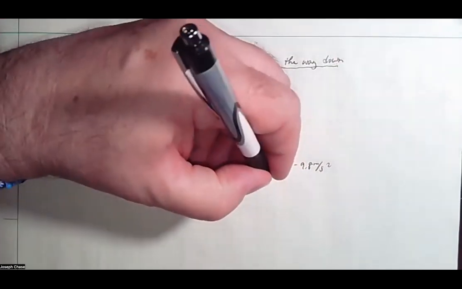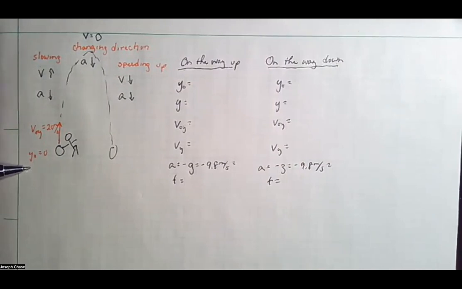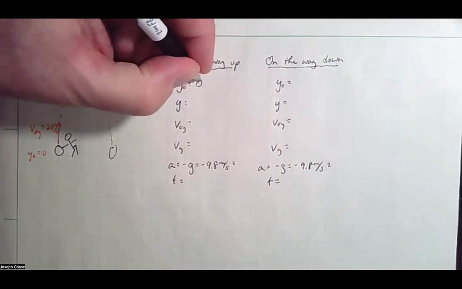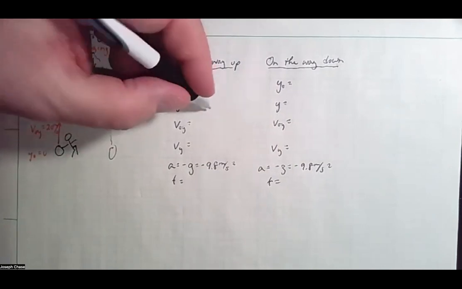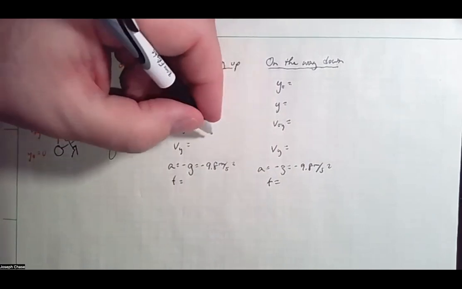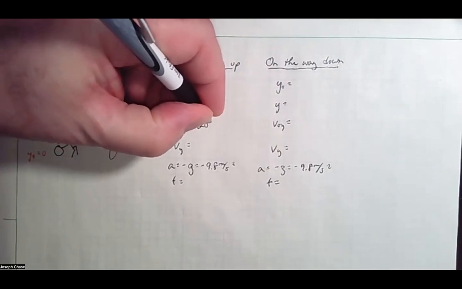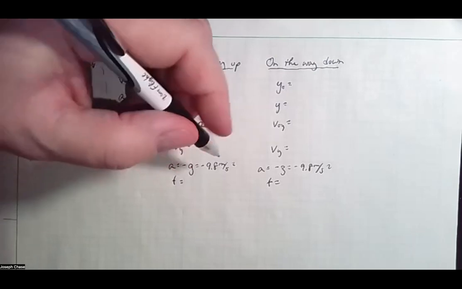Get my hand out of the way. Just a second. And now let's go ahead and transpose what we know. So on the way up, we said the initial height is equal to 0. I'll write meters down there for units, but I don't know, does 0 really have units? I don't think so. The highest point, we don't know what that is. The initial velocity in the y direction is equal to 20 meters per second, and then the final velocity on the way up is equal to 0.